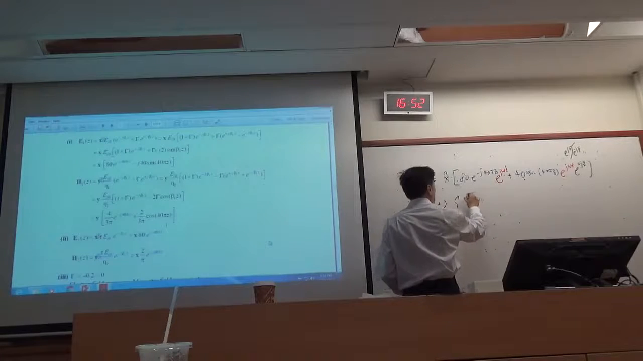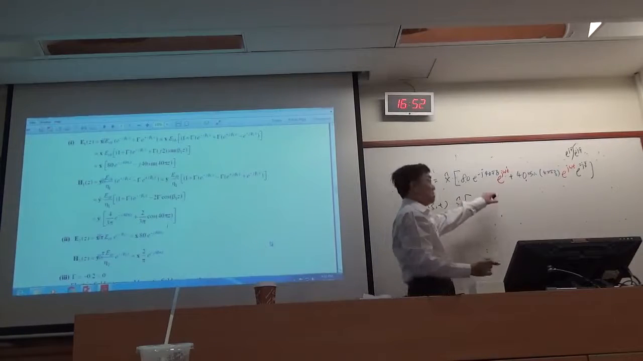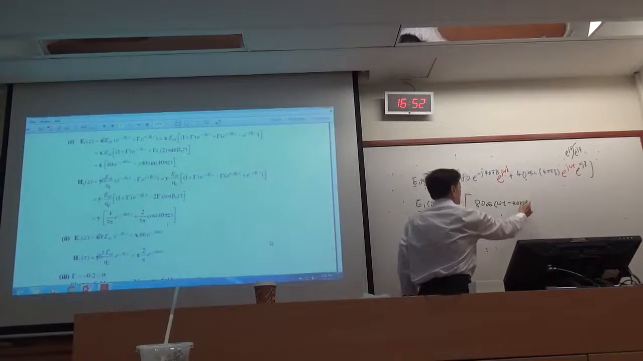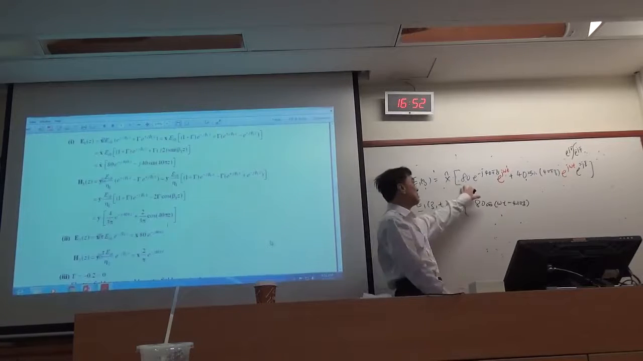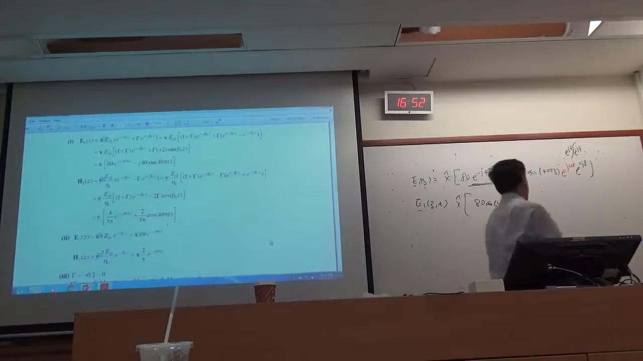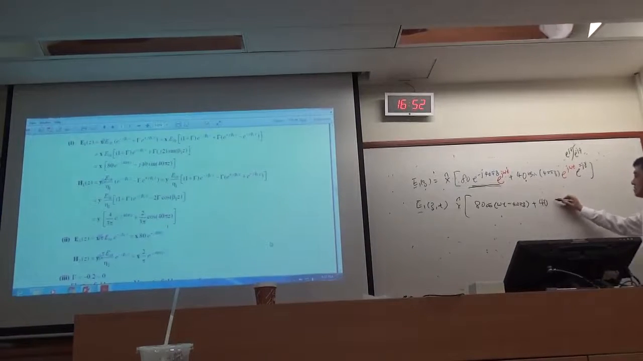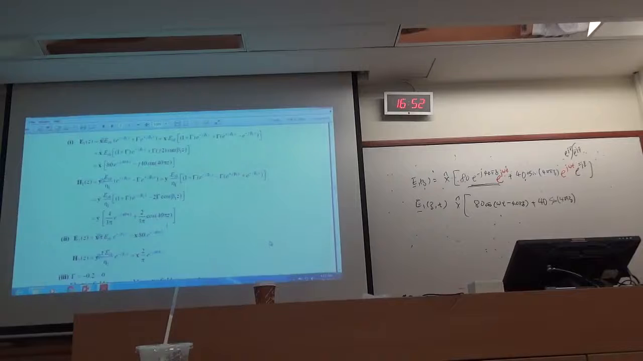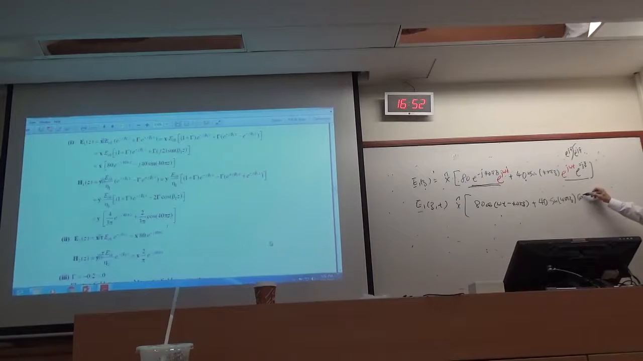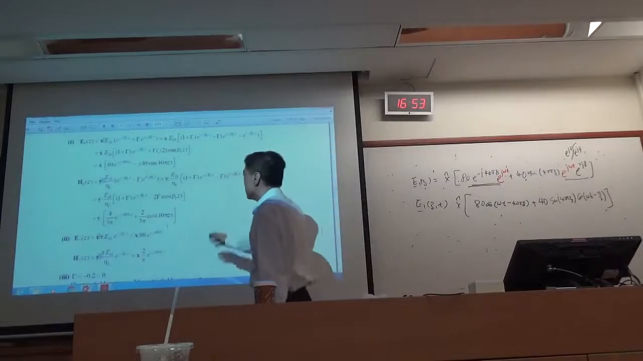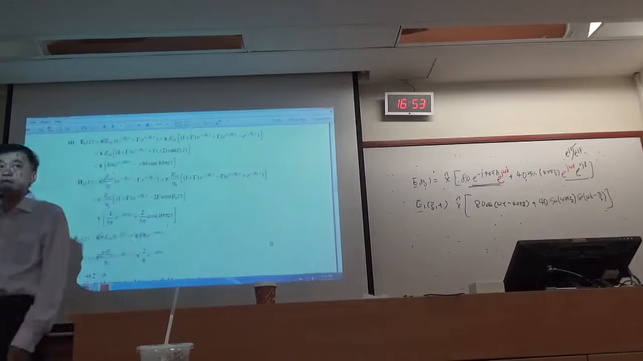So if I take the instantaneous form, it becomes 80 cos(ωt − 40πz), the real part of this one, plus 40 sin(40πz), and take the real part of this, cos(ωt − π/2). Okay, so that is the instantaneous form. It wasn't done here. Okay, that is the instantaneous form.